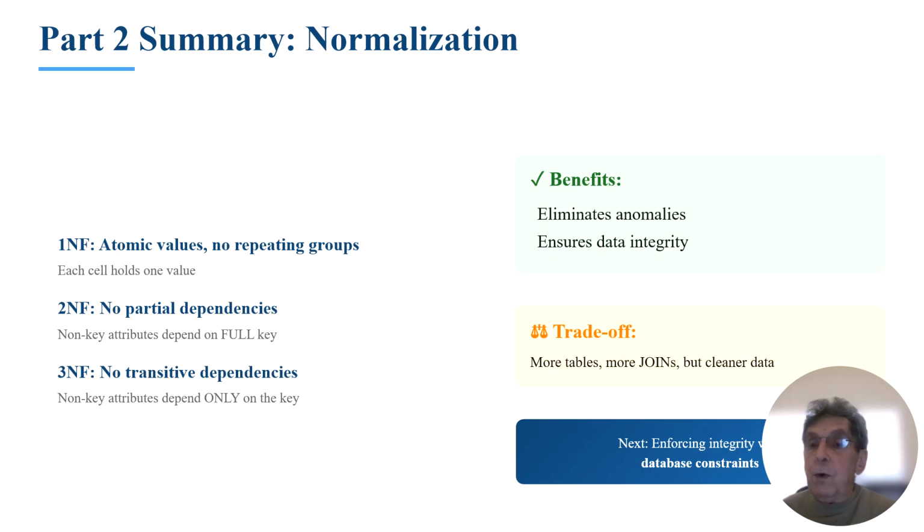Together, these three normal forms eliminate the anomalies we discussed: insertion, update, and deletion anomalies. They become non-issues when the data is properly normalized. The trade-off is more tables and more joins, but this structured complexity is far easier to manage than the chaos of denormalized data with its hidden redundancy and lurking anomalies. The memory device: depends on the key, the whole key, and nothing but the key.